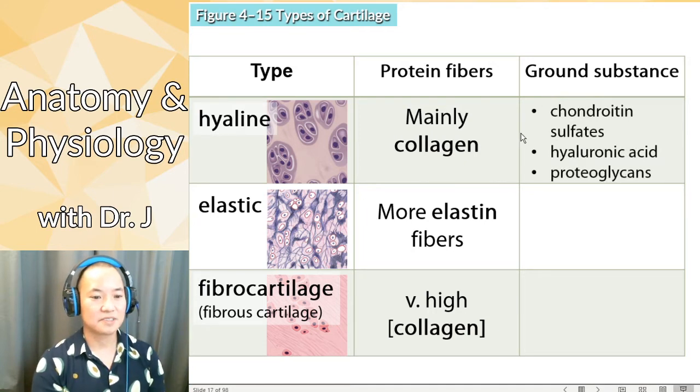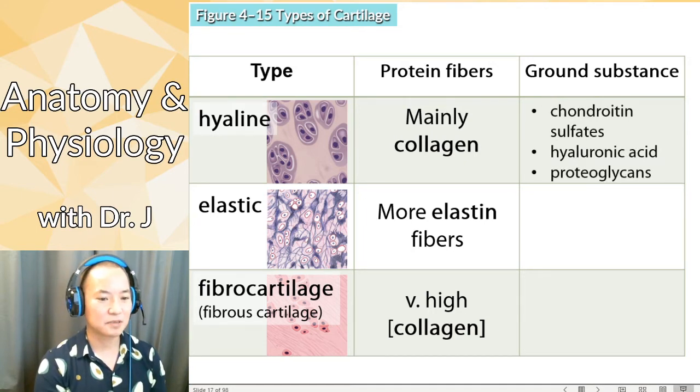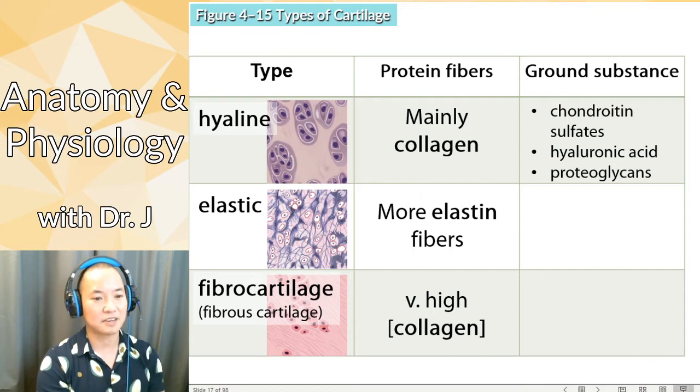Okay, so the ground substance, again, I think it's worth knowing there are many other compounds and ions and other things you can find in hyaline cartilage, but these are the three I want you to know. And chondroitin sulfates, hyaluronic acid, and actually you can find hyaluronic acid elsewhere in your body, but it's also very important. Where does hyaline come from?